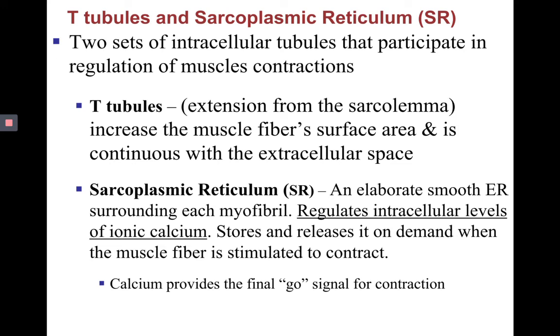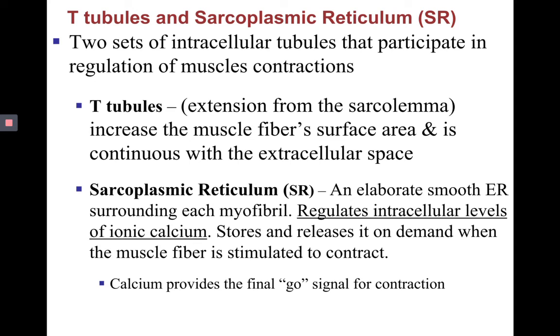That means anything that happens to the sarcolemma, anything that happens to the plasma membrane of a muscle cell, can be communicated to the inside of the cell thanks to the T-tubule. So we get an increase in the muscle fiber surface area because of this continuation with the sarcolemma. T-tubules are extensions from the sarcolemma. They're going to bring an electrical signal from the outside of the cell to the inside. That's going to be paramount for releasing calcium from the sarcoplasmic reticulum.